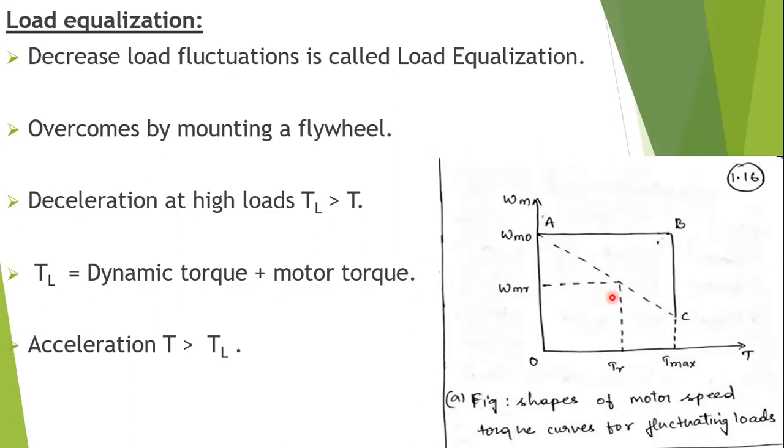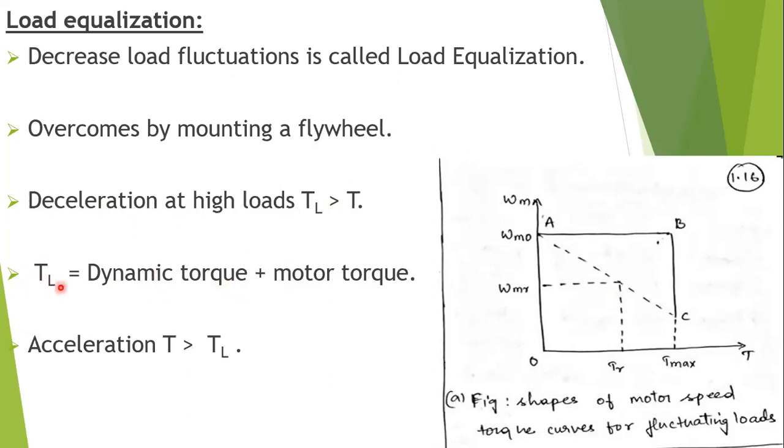Suppose you take high loads. What is meant by high load? If the load torque is greater than the motor torque, then it is a high load. At this condition, what happens? Deceleration occurs. If deceleration occurs, this produces a large dynamic torque component. What is dynamic torque? J into d omega m by dt is the dynamic torque component. So at high loads, if the load torque is greater than the motor torque, deceleration occurs, and this deceleration produces a large dynamic torque component, J into d omega m by dt.